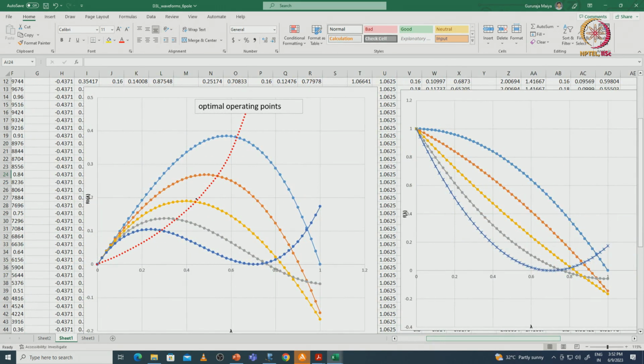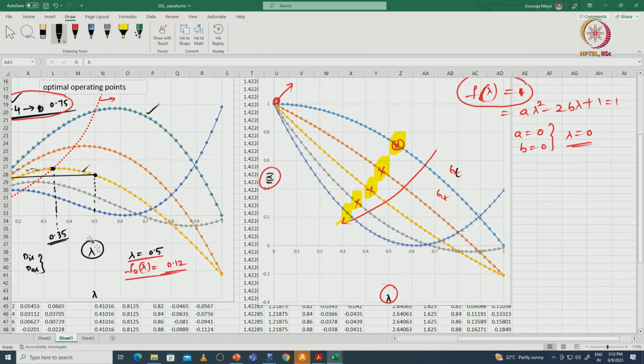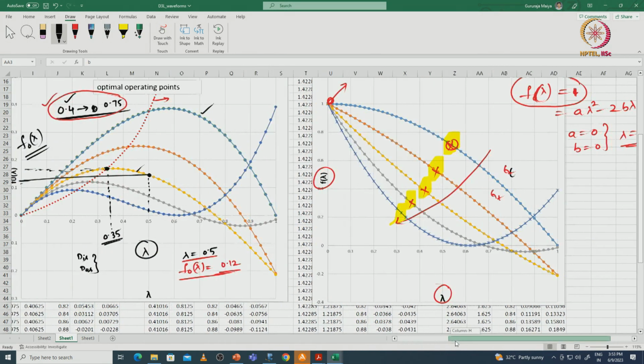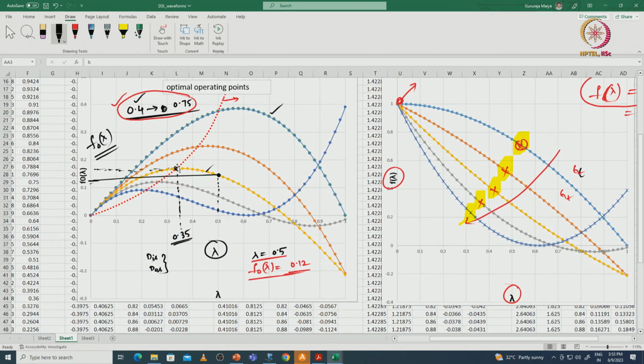For example, if I take the operating point for the third case with respect to 0.42, here it is near to the 2 f naught of lambda value for the 4 pole machine. For the third case it is not at all equal to 0.2, and the same thing we can observe at 0.4, where some gap is there, right.